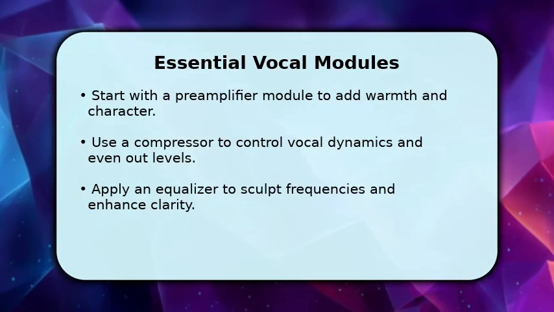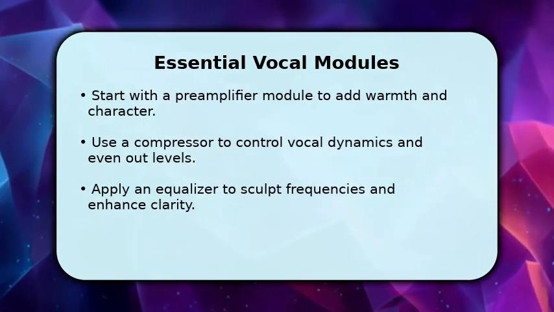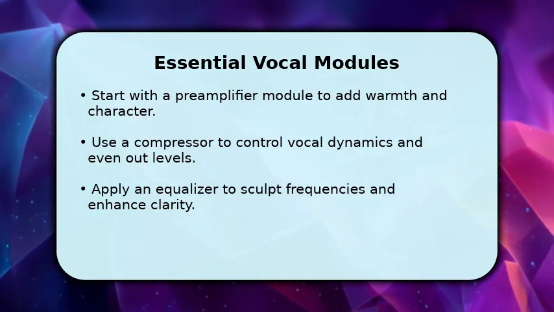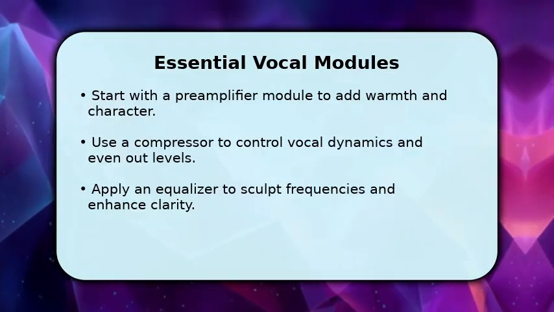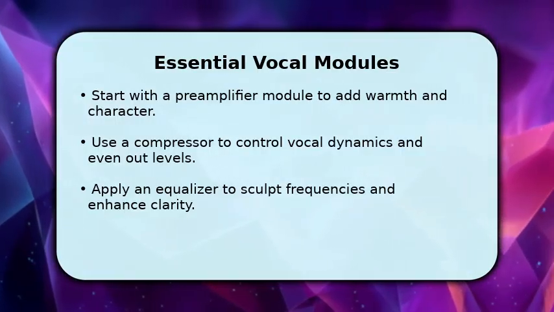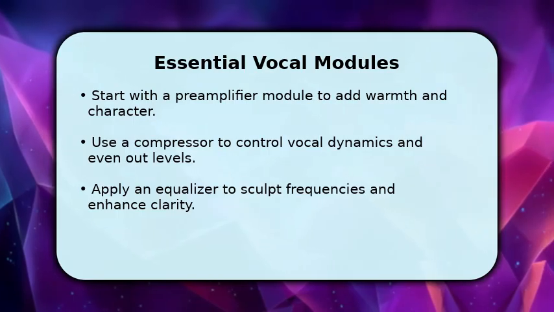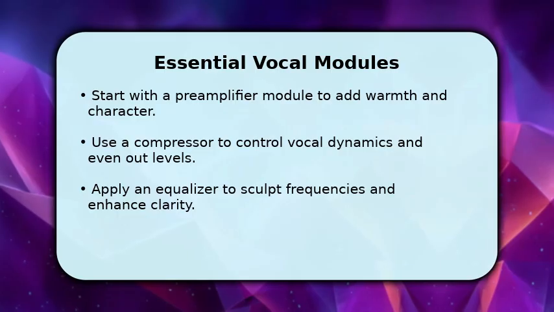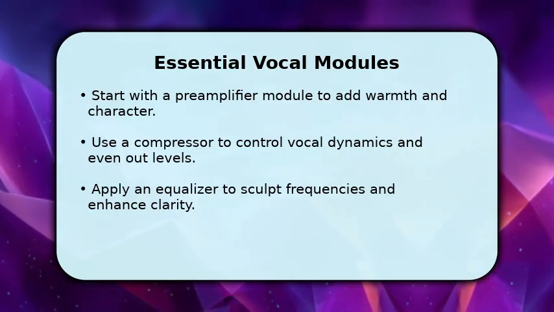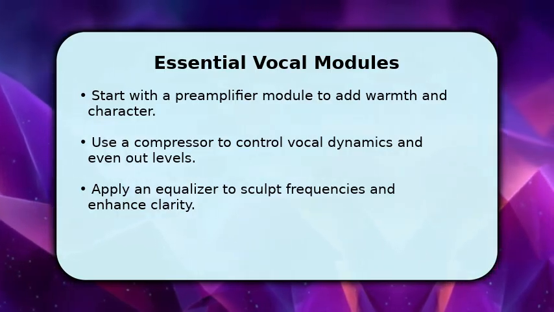For a strong vocal foundation, begin with a preamplifier module, like the FG73, to impart analog warmth and subtle saturation. Next, introduce a compressor, such as the FG116, to manage dynamic range, aiming for about 3 to 6 decibels of gain reduction on the loudest parts.